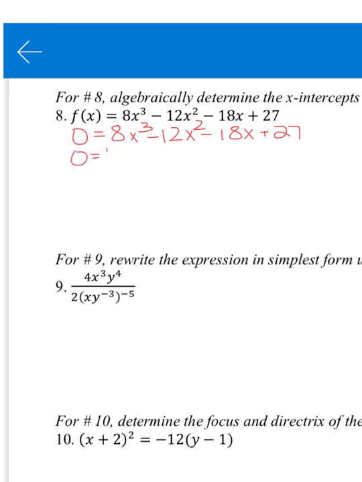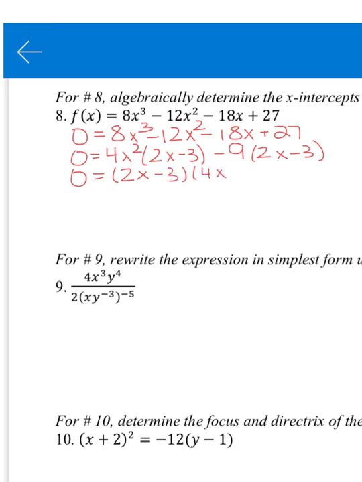This first 2 has a GCF of 4x squared, and I'm left with 2x minus 3. Then I have a GCF of negative 9. I'm left with 2x minus 3. So 0 equals 2x minus 3 times 4x squared minus 9, which can be factored further using the difference of 2 squares. Right, the square root of 4x squared is 2x. The square root of 9 is 3. And then 1 plus, 1 minus.